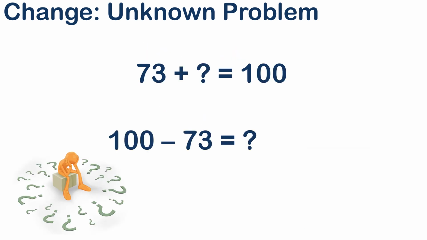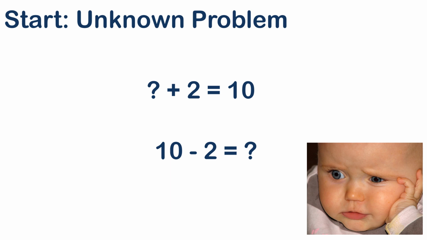Unknown problem, 73 plus something equals 100. Well, exactly the same way, if we can use this idea of equivalence, then 100 take away 73 is equivalent to whatever the question mark is in there. And if we do our maths, we know that's 27. We can play with that.